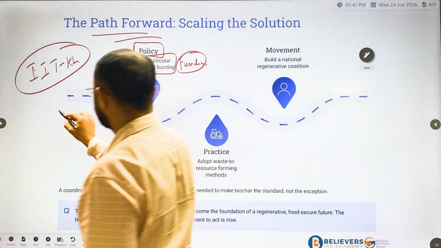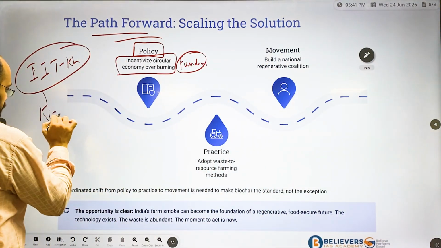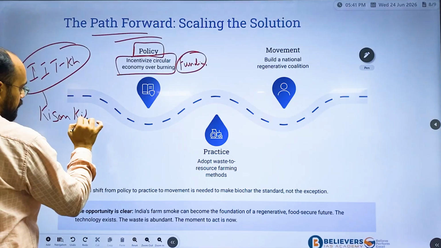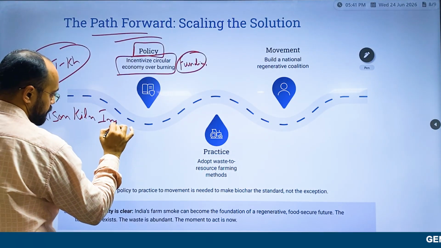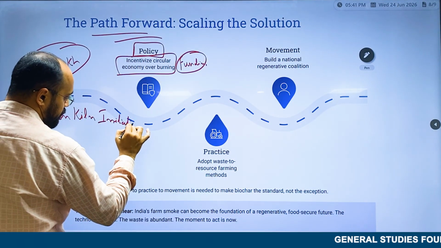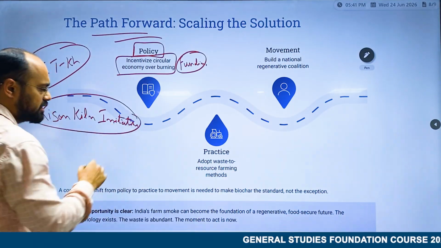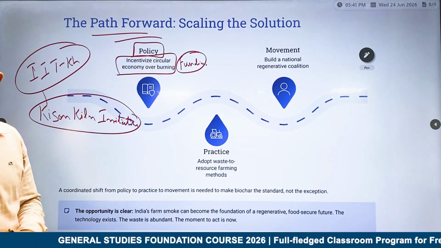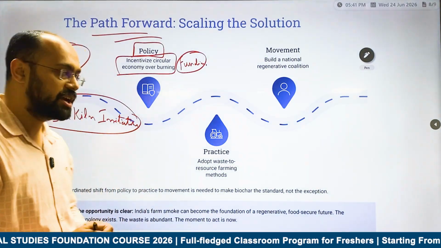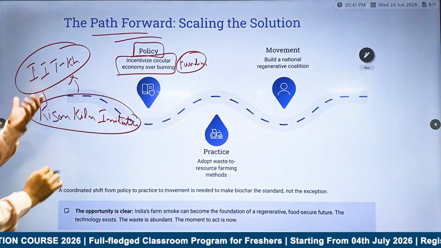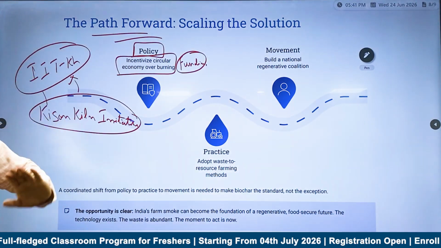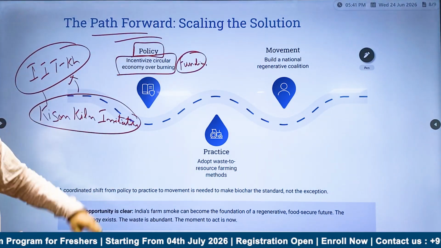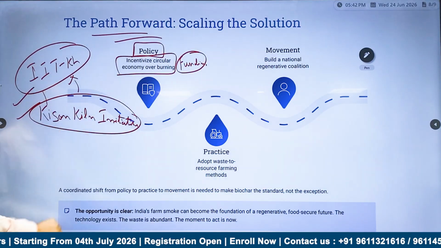Kisan Kill Initiative. What is this Kisan Kill Initiative? Basically, it's a low cost machine where you can dump your waste and biochar will be automatically created. Which organization created it? It is IIT Kharagpur. Sorry, IIT Kharagpur has developed this.